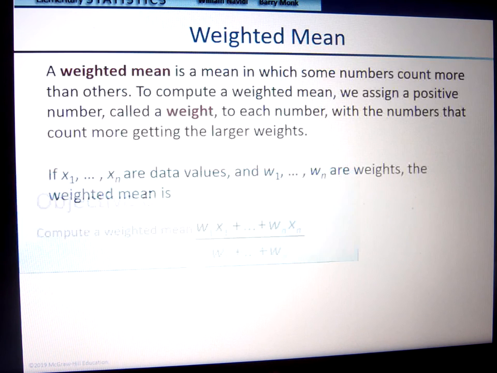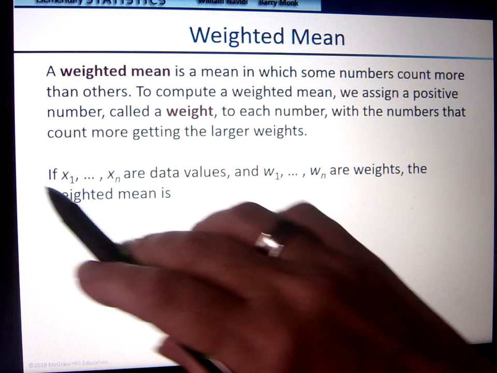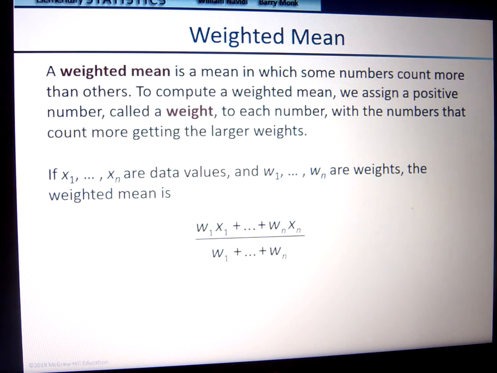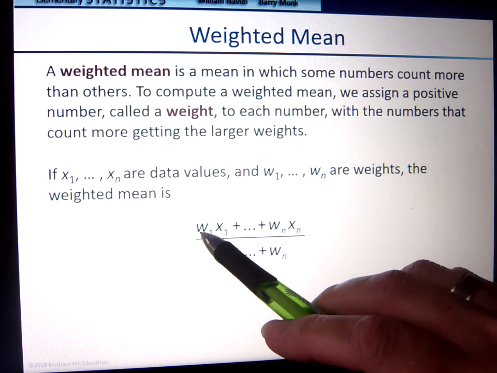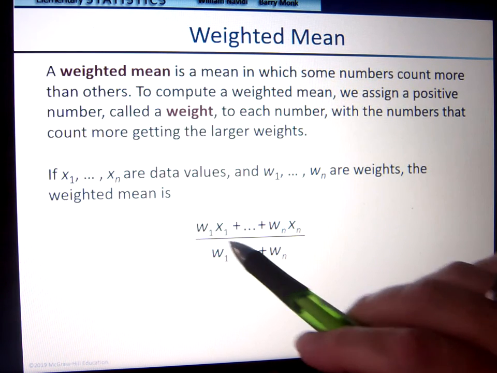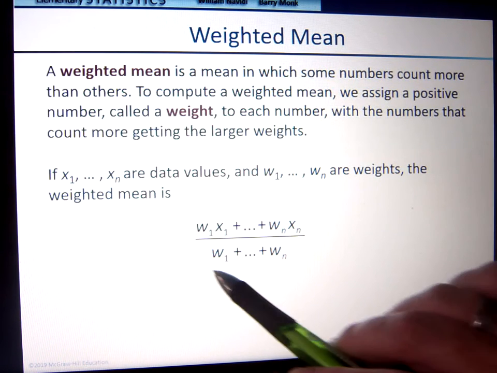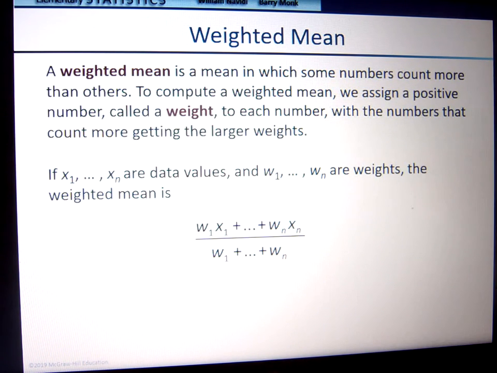All right, what about a weighted mean? Often it's used for GPA. A weighted mean is where some numbers count more than others do. To compute a weighted mean, we'd assign a positive number called a weight to each number, with the numbers that count more getting the larger weights. So here you have your data set like we had before. We're going to call W sub 1 through N the weights. We're going to take the weight times that value, add them all together, and then divide that by the sum of the weights. Let's take a look.